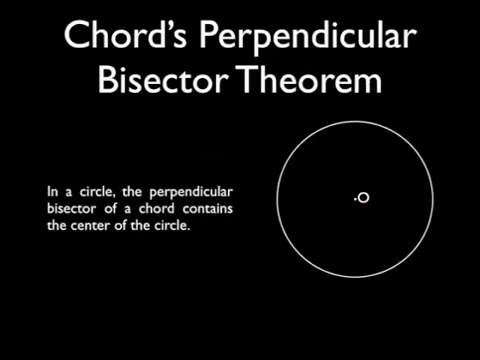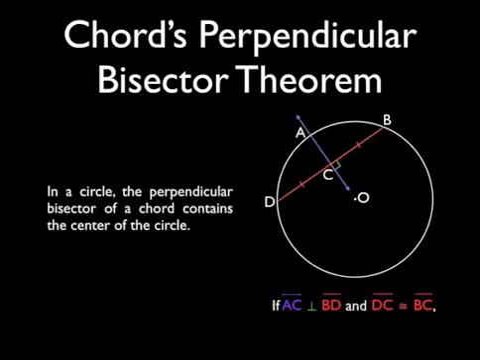Now let's talk about the chord's perpendicular bisector theorem. That says in a circle, the perpendicular bisector of a chord contains the center of the circle. So we have segment BD, and line AC is the perpendicular bisector of segment BD. That means line AC contains point O. Let's go ahead and do a walkthrough proof of this one.